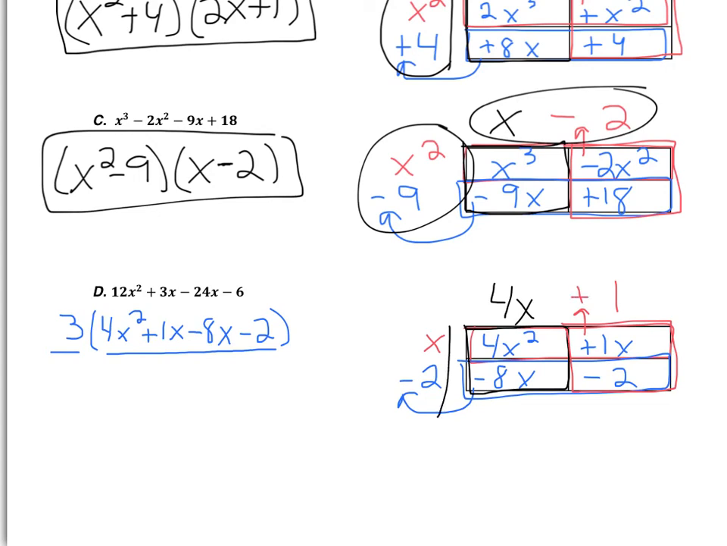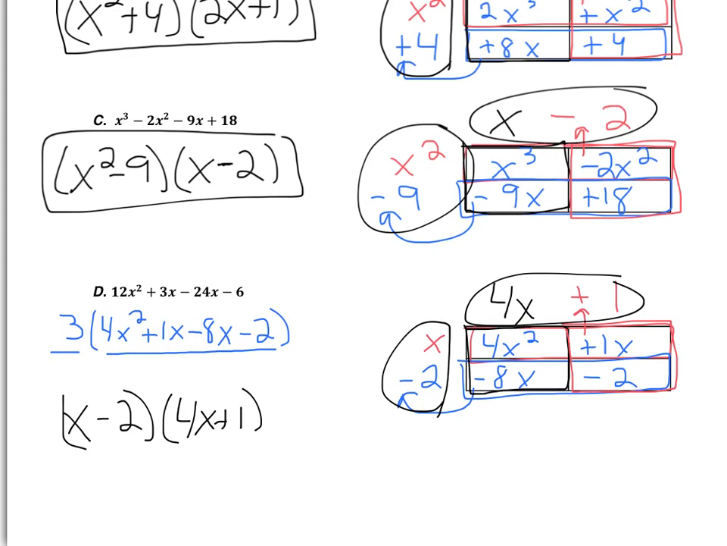So my one quantity is x minus 2, and then my next quantity is 4x plus 1. That gives me what's in parentheses, but I also need to bring down the 3. So my final answer is 3 times x minus 2 times 4x plus 1.